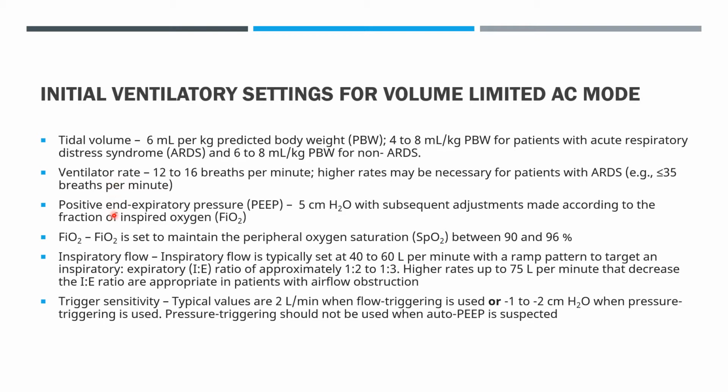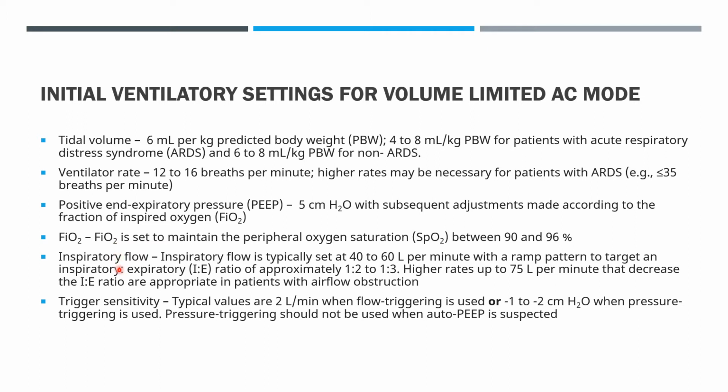Initial PEEP is usually set at 5 cm of water, and it can be increased based on the underlying lung condition and fraction of inspired oxygen required. FiO2 is set to maintain oxygen saturation of 90 to 96%, and usually it is set at 1 initially, or in other words 100% oxygen. It is reduced gradually to achieve the lowest possible FiO2 which maintains saturation in the range of 90 to 96%.